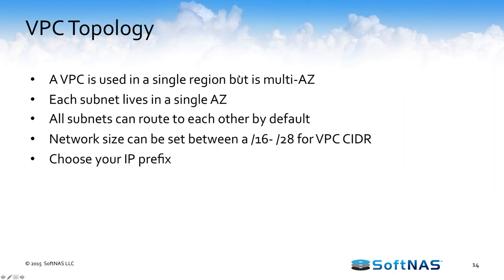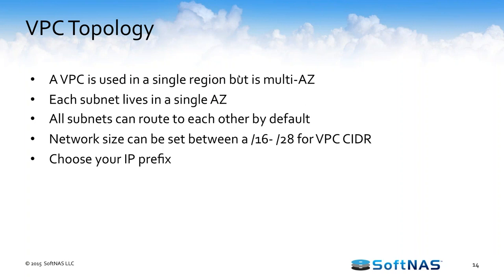Just a couple of notes on topology. VPCs are used in a single region, but they are multi-availability zone, which means each subnet you create can live in a different availability zone, or you can put them all in a single availability zone, should you like.